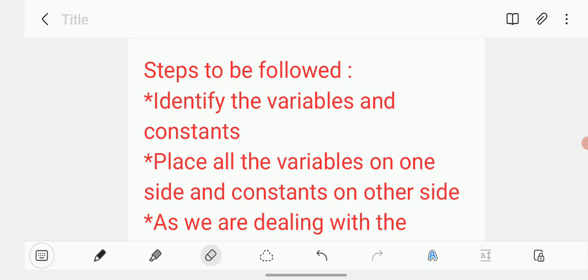It may contain an alphabet like x or 2x. 2x is also a variable because 2 is a coefficient and x is a variable. It doesn't mean that because a number is there, it is a constant. It may be only a variable, only an alphabet, or a combination of alphabet and number.